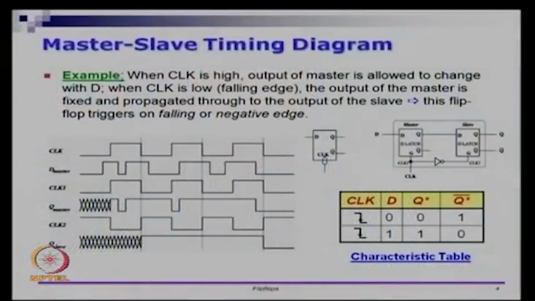That is the characteristic table of a D flip flop which is negative edge triggered, and it is still following D. That is why we call it a D flip flop, or the data flip flop. It is still following D as it is. There is no special meaning attached to D here. D is not set or reset or anything.